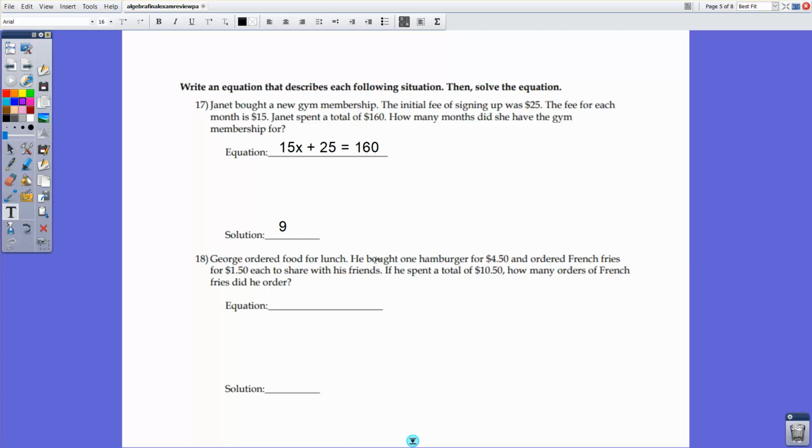George ordered lunch, bought a hamburger for $4.50 and ordered french fries for $1.50 to share with his friends, and spent a total of $10.50. How many orders of french fries did he order? So he ordered a hamburger, which was $4.50, and then he ordered an unnamed amount of fries. So that's 1.5x, x being the variable number of fries, plus $4.50. When does that equal $10.50? So again, if I subtract 4.50, that would be 6, then divide by 1.5, that would equal 4. So the solution here is 4 orders of french fries.